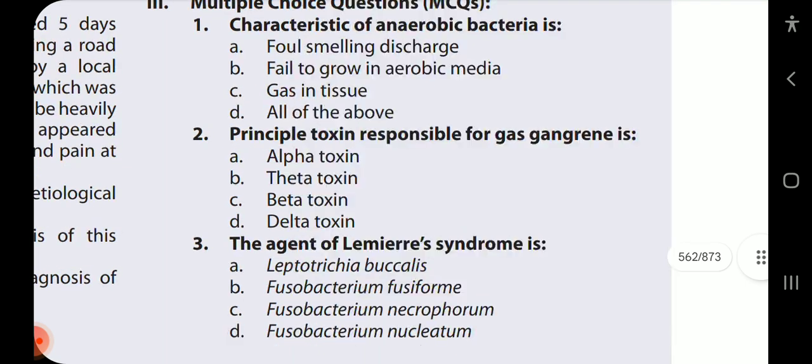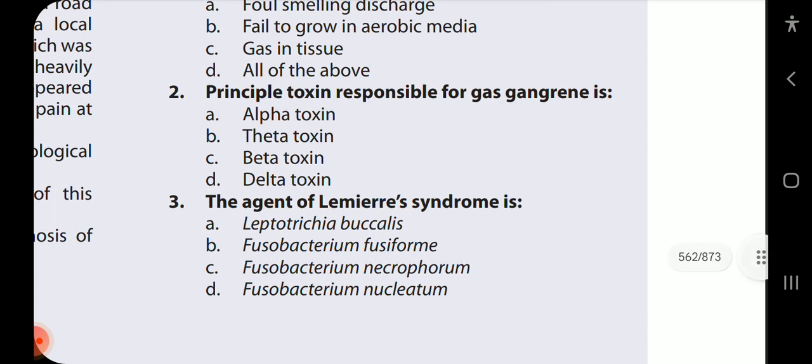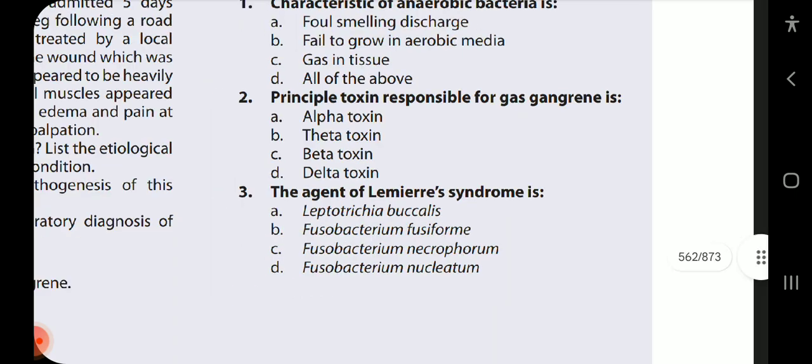Okay, now coming on to the MCQs. A characteristic of anaerobic bacteria is foul smelling discharge, failure to grow in aerobic media, and gas in the tissues; all can be seen. The principal toxin responsible for gas gangrene is alpha toxin, and the agent of Lemierre syndrome is Fusobacterium necrophorum.